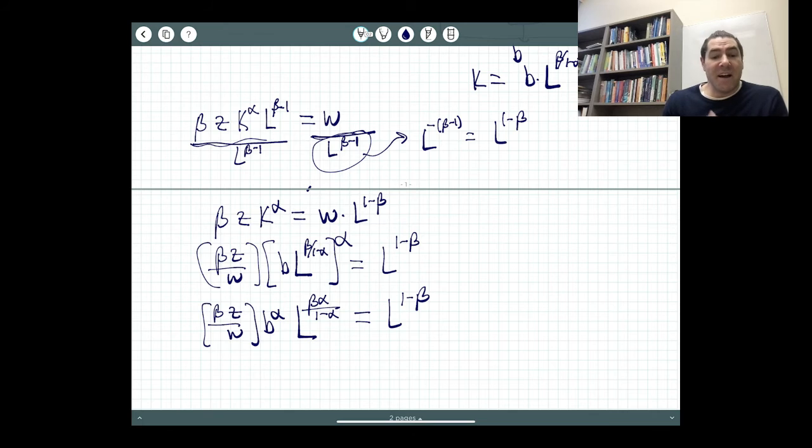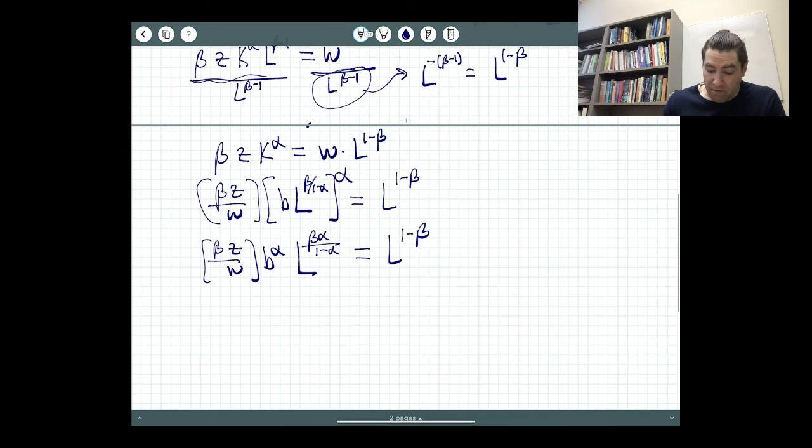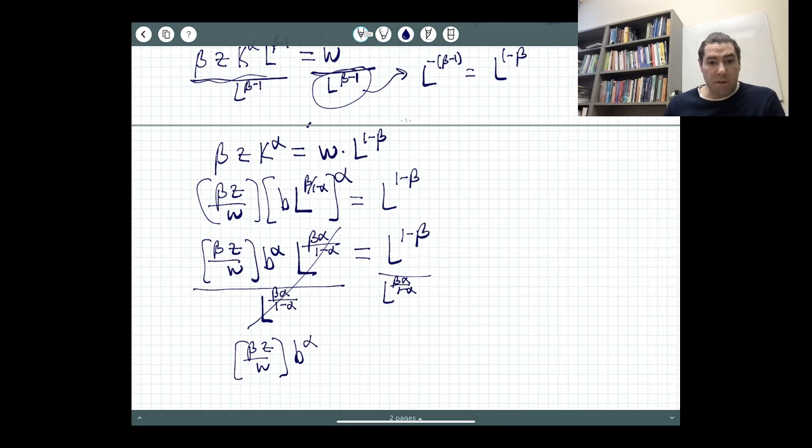So I can then divide both sides by one of the L's, right? And I've isolated the L. So I can divide here by L to the beta alpha over 1 minus alpha, divide this one. And these cancel out. Beta z over W, that term b, a constant, to the alpha, is equal to L to the 1 minus beta minus beta alpha over 1 minus alpha.